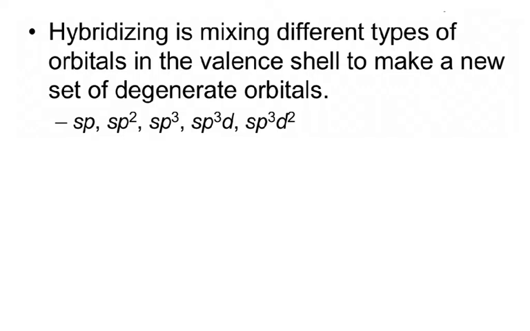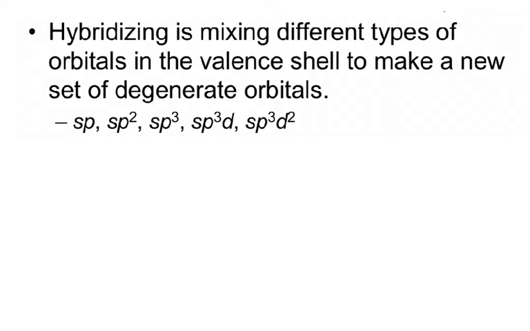SP is a hybrid between an S, which is a spherical orbital, and one of the p orbitals. SP2 is an S with two of the p's. SP3, just like it says here, is an S with three of the p's. And we also have SP3D and SP3D2. At the end of the video, I will show you that the shapes and the hybrids have a correlation.